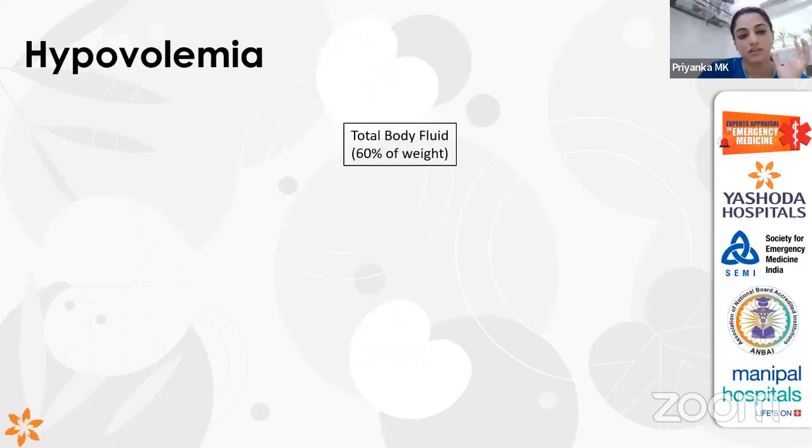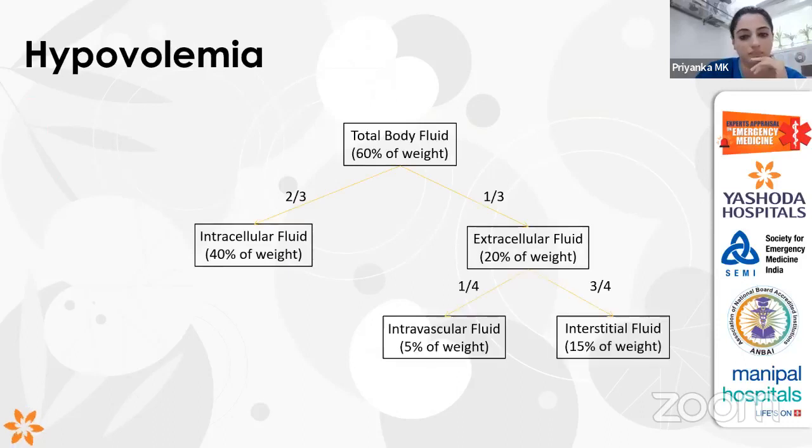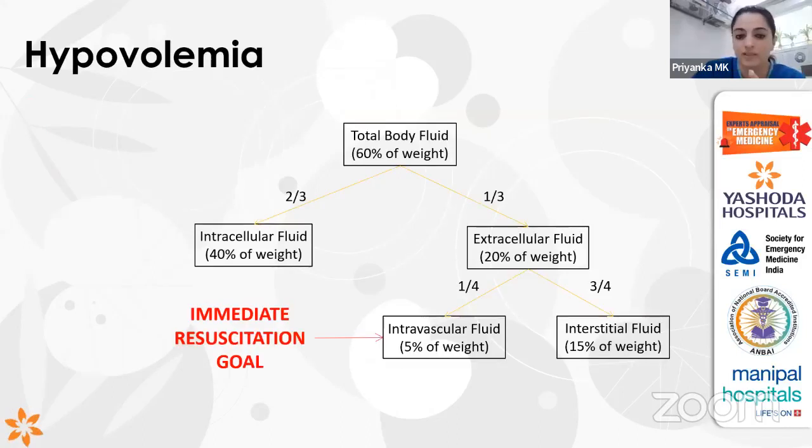So let's look at hypovolemia. We all know that the total body fluid is 60% of the body weight. So 2/3, 1/3 becomes ICF and ECF. And in the extracellular fluid, we have it in a 3:1 ratio of interstitial fluid and intravascular fluid. This intravascular fluid is your immediate resuscitation goal. This is what gets depleted in both DKA and in HHS.